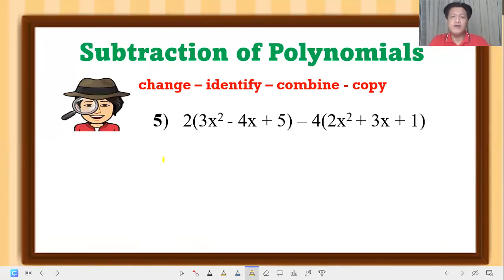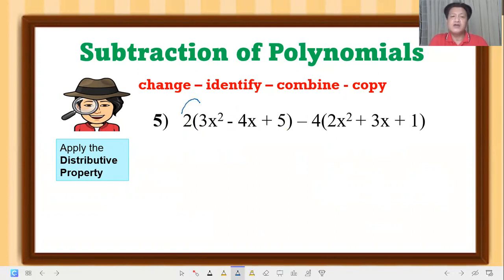Okay, so for number 5, I have here 2 times 3x squared minus 4x plus 5 minus 4 multiplied by 2x squared plus 3x plus 1. Okay, remember, kapag meron po tayong number or constant term doon sa labas ng parenthesis, before we proceed to the steps on how to subtract polynomials, we have to use the distributive property first. Ibig sabihin yan, yung bawat term natin sa loob ng parenthesis, imumultiply natin doon sa constant term kung saan nandun sa labas. Okay, let's do this.